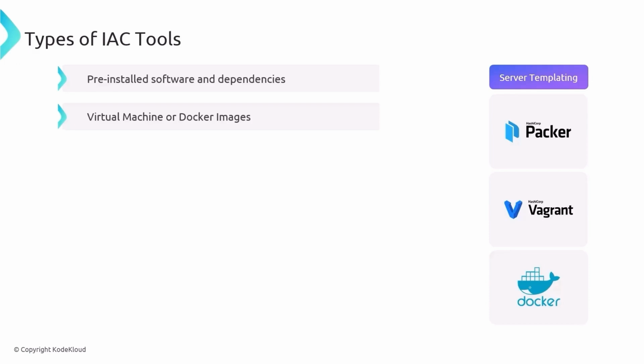Server templating tools also promote immutable infrastructure, unlike configuration management tools. This means that once the VM or container is deployed, it is designed to remain unchanged. If there are changes to be made to the image, instead of updating the running instance, like in the case of configuration management tools such as Ansible, we update the image and redeploy a new instance using the updated image.